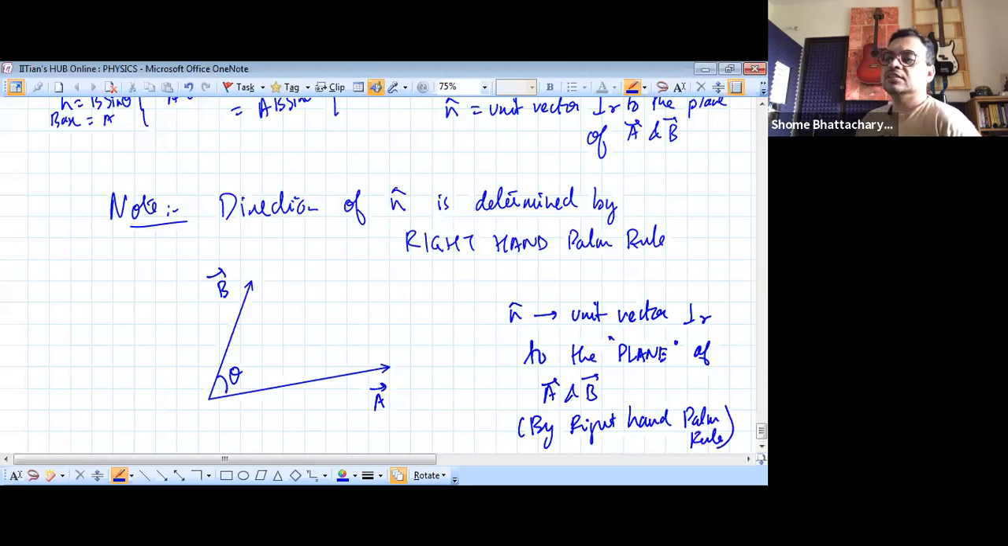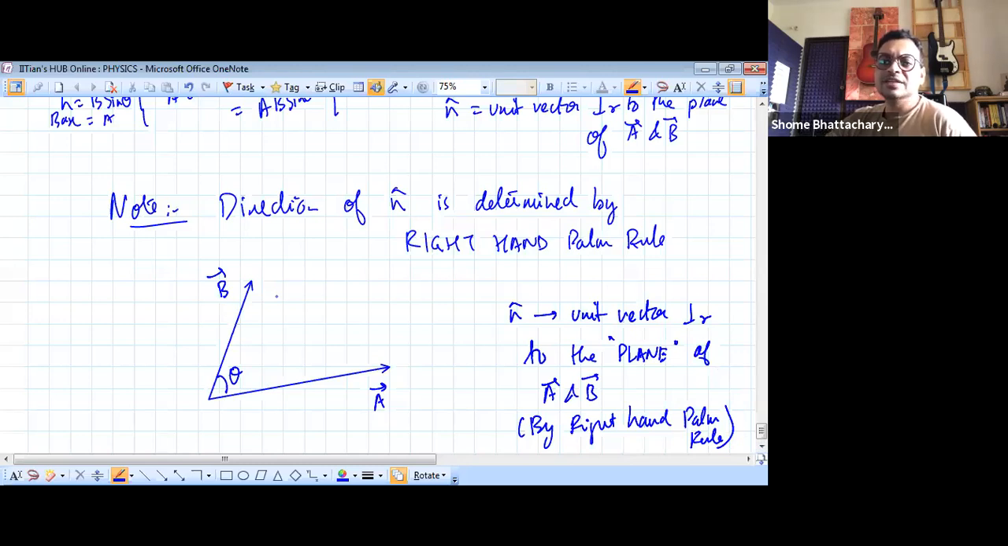Now see, tell me, if I just use this much, that it is perpendicular to the plane of A and B, then in this diagram, where can n cap be? A and B are lying where? They are lying in the plane of the screen. So what is the direction of n cap? What is the direction perpendicular? It's either coming out or going in. A and B are lying in the plane of your screen, so the direction perpendicular to that plane is either coming out, like k cap, or going in, like minus k cap.